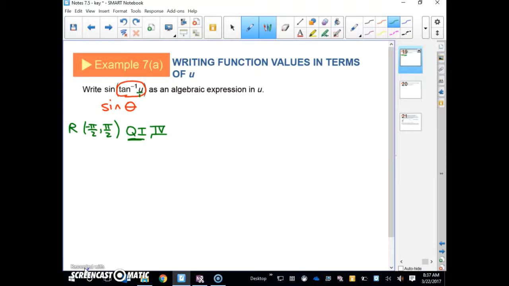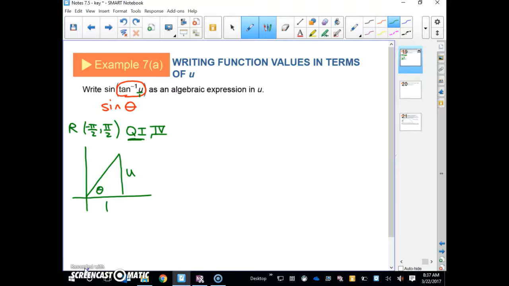And so we know tangent is y over x. So let's draw our picture. We want to draw a picture of theta in the first quadrant. This will also work if you draw it in the fourth quadrant, but I'm going to draw it in the first quadrant. The tangent ratio y over x is u over 1. So let's just do u over 1 right there. There's my y over my x. And then we have to do Pythagorean theorem to find that missing side.